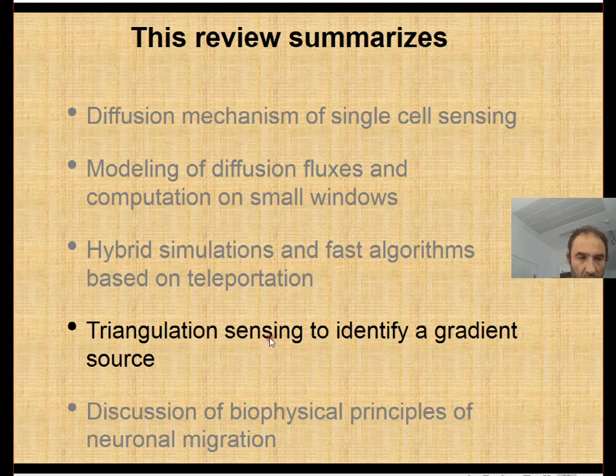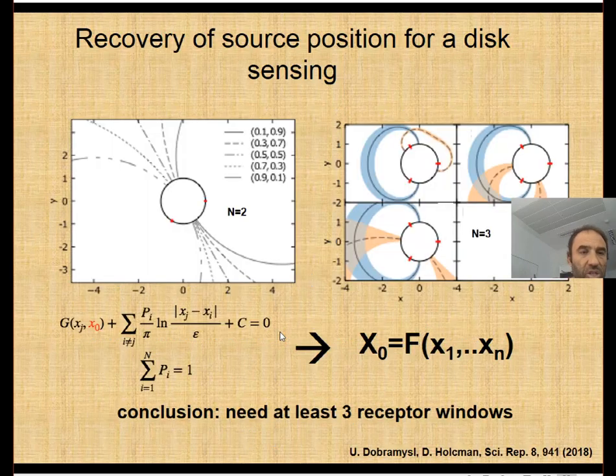So then I would like now to discuss the triangulation sensing. Basically this is how we solved the previous equation with respect to the source x0. And we found out that it is possible to find, and for this you need to resolve this equation and have x0 as a function of x1, xn.